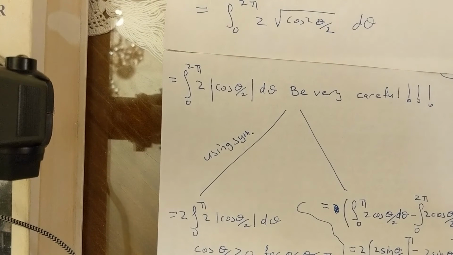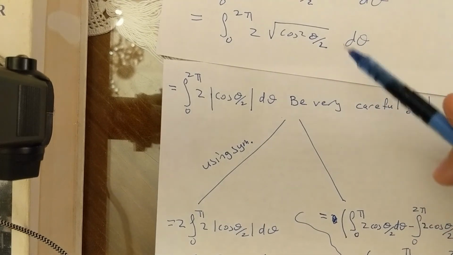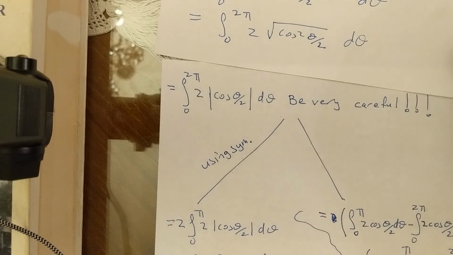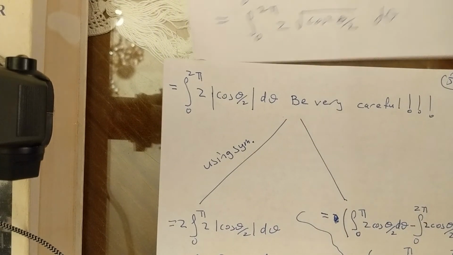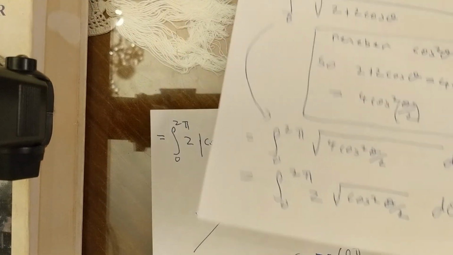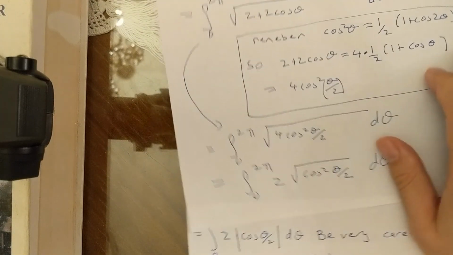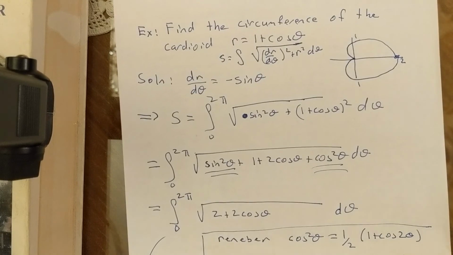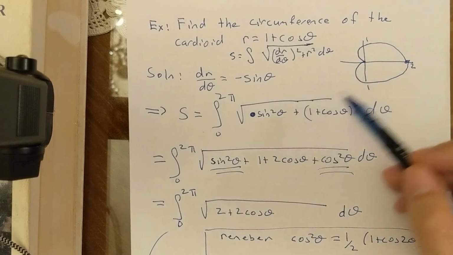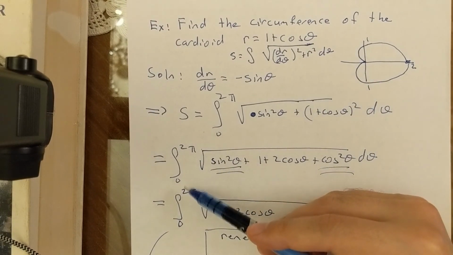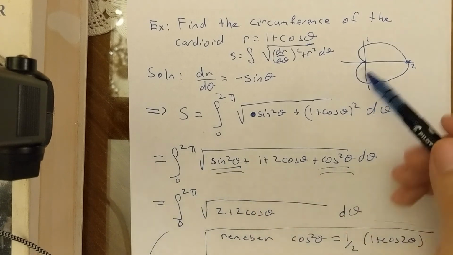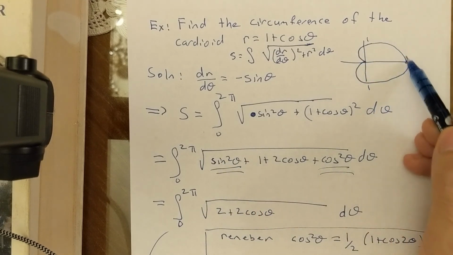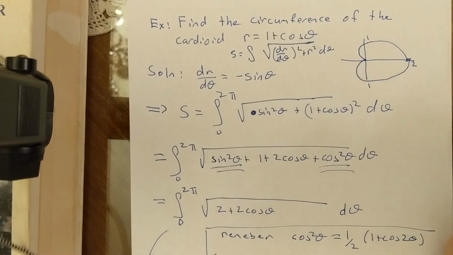So we clear this square root. Cosine squared theta over 2. The square root of it is going to be the absolute value of cosine theta over 2. Be very careful. Now, here I want to talk about being smart. If we were to use symmetry, you could have stopped me and said, hey, we don't need to do the integral from 0 to 2 pi. Just do it from 0 to pi.